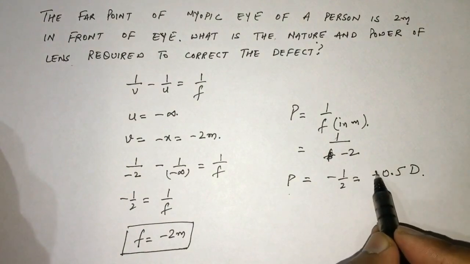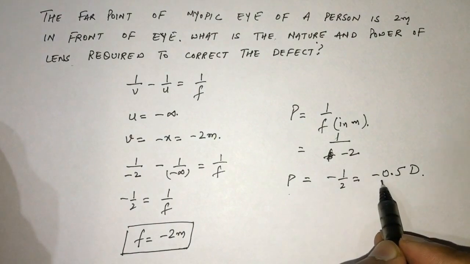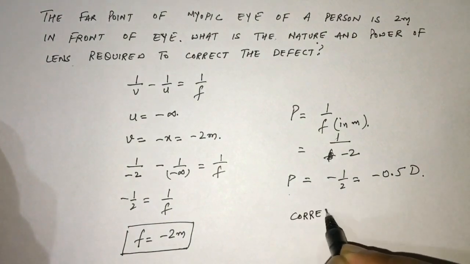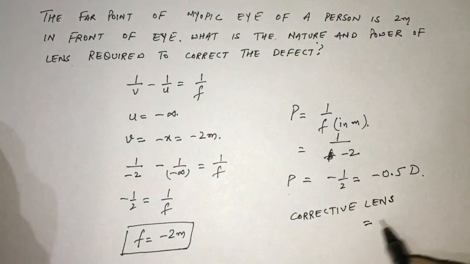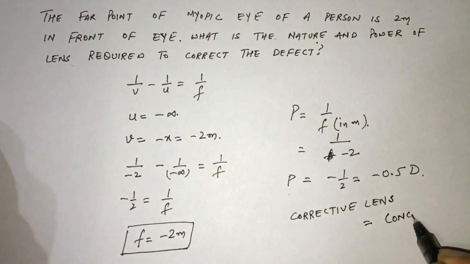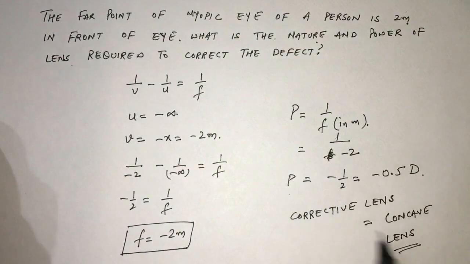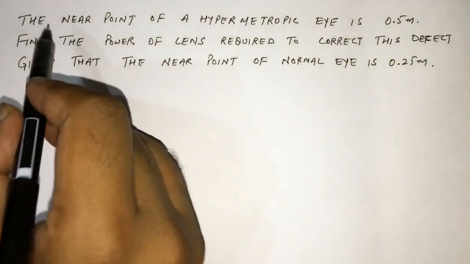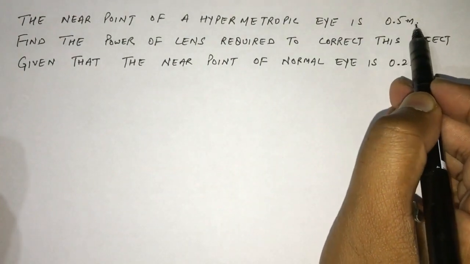Now look, the sign is negative. If the power of the lens is negative, this indicates the corrective lens that we are going to use in this numerical to correct the defect of the human eye is a concave lens, because the power of a concave lens is negative. Clear? Now the next question is, the near point of a hypermetropic eye is 0.5 meters.